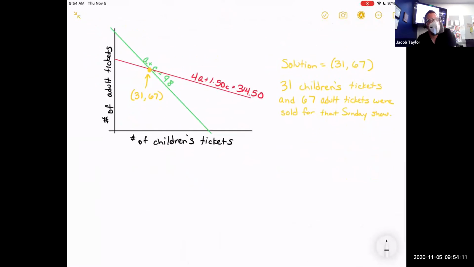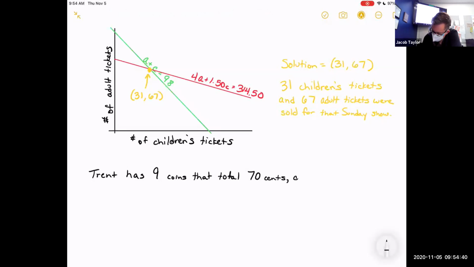Okay, let's do another one of these problems involving money. So, Trent, okay. Trent has 9 coins that total 70 cents. Some are dimes and the rest are nickels. Say dimes and nickels only.